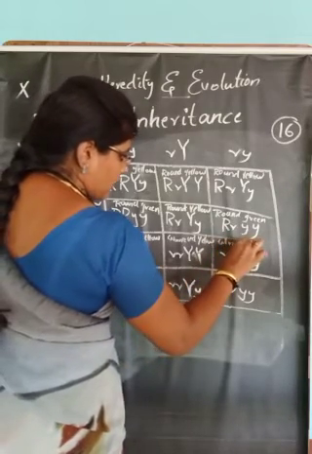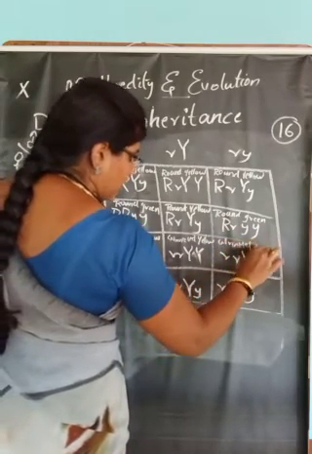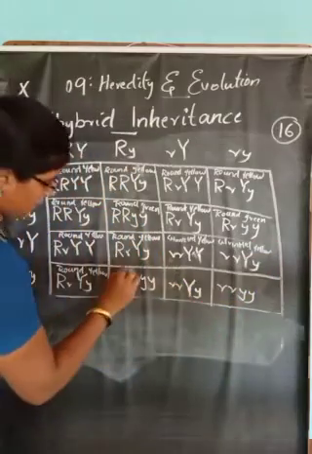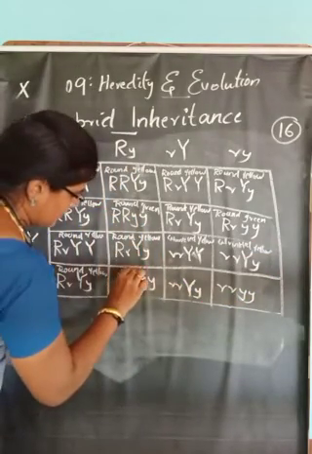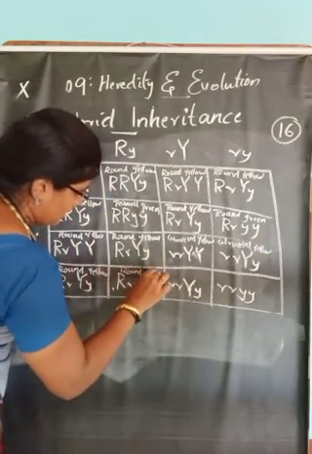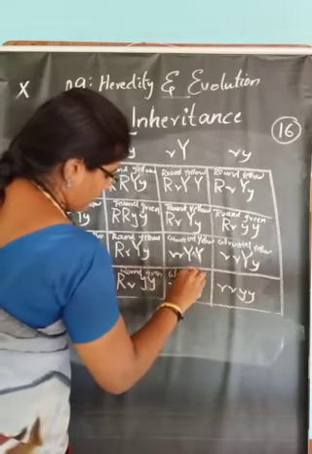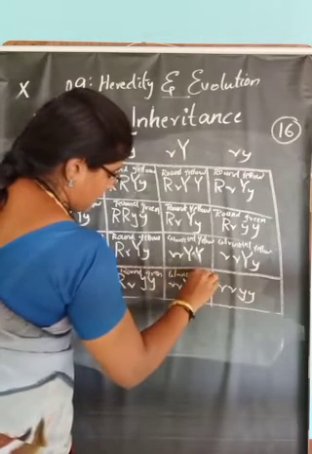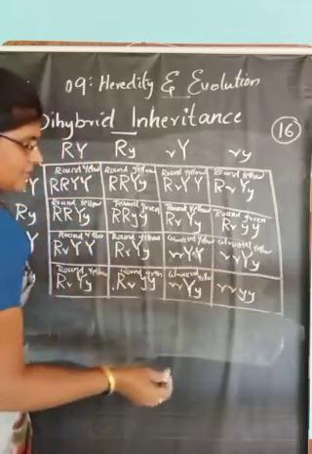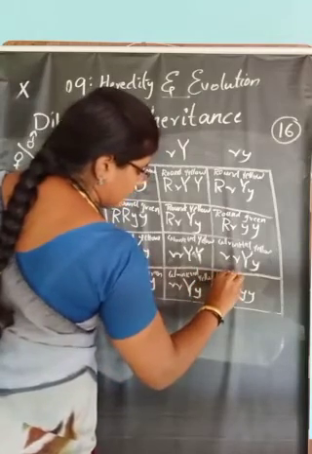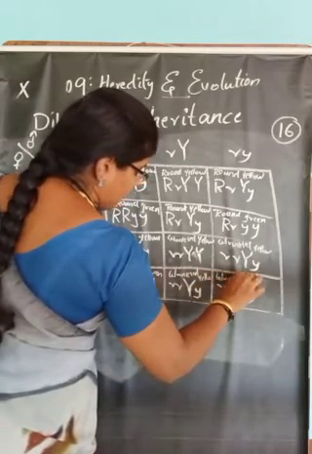Wrinkled yellow. This will be round green. This is wrinkled yellow. And this will be wrinkled green.